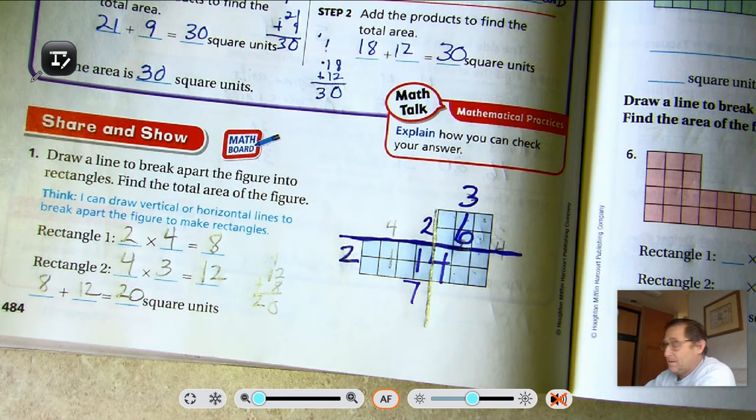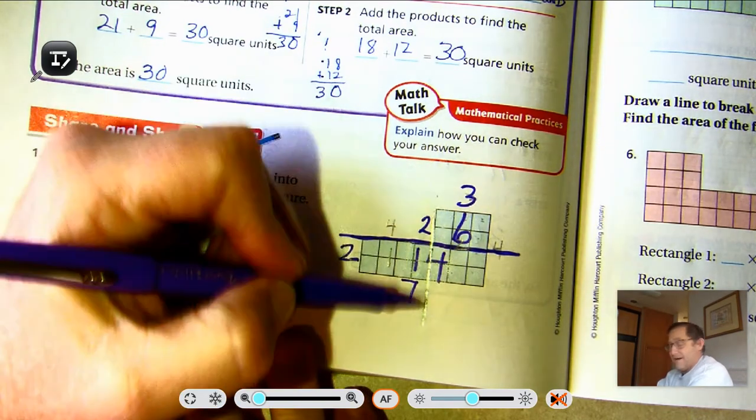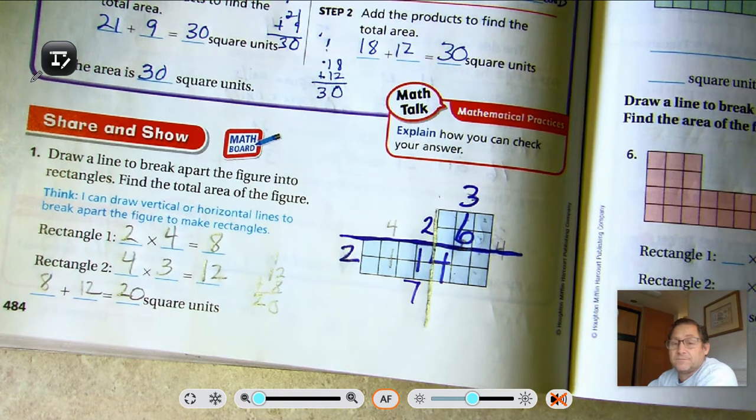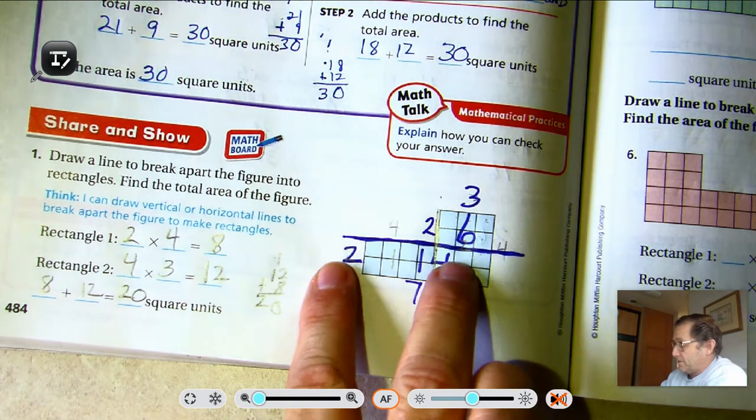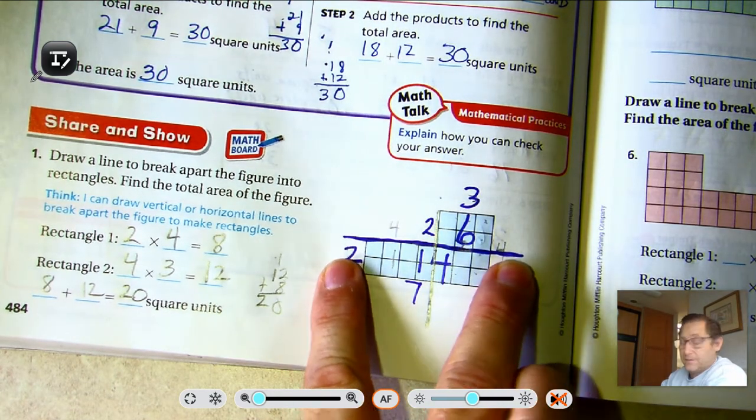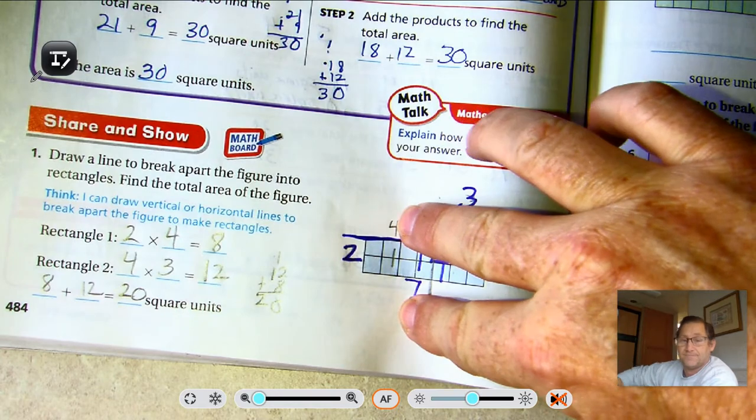Just make sure you have rectangles, where opposite sides are equal. So you have 2 pairs of opposite sides that are equal.